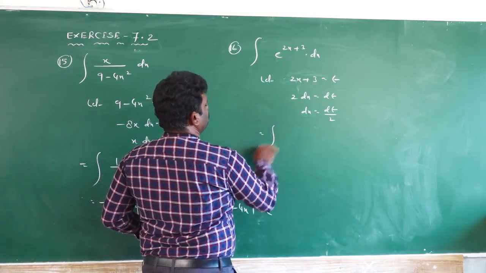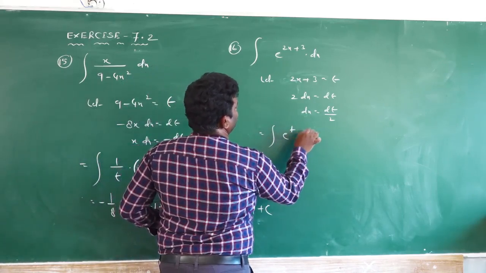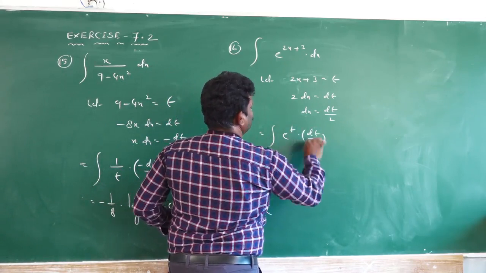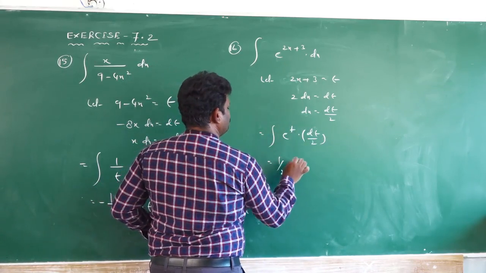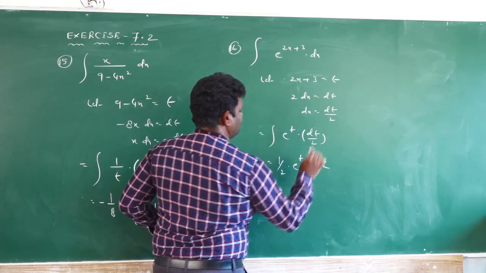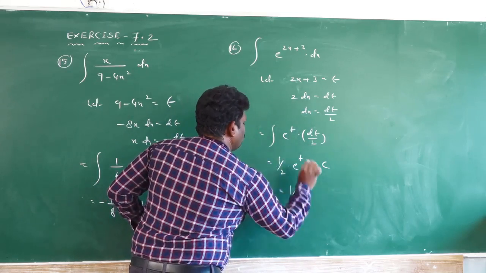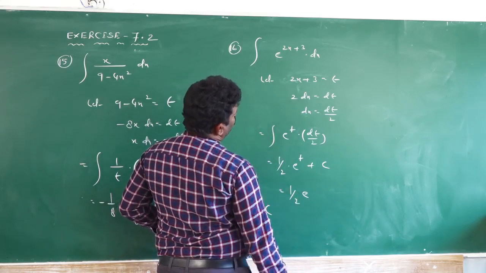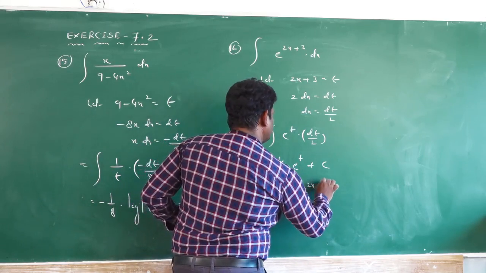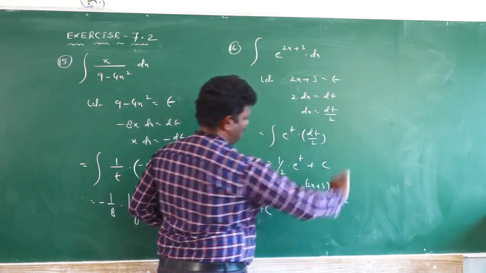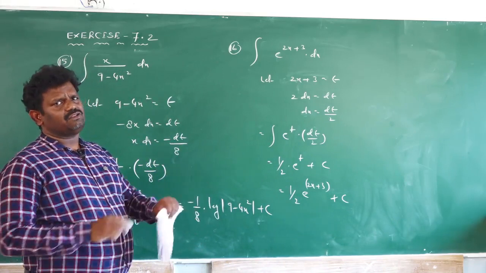Then that is equal to integral e power t into dt by 2, which is equal to 1 by 2 into e power t plus c. That is 1 by 2 into e power 2x plus 3 plus c. Okay? Otherwise, we can also apply it directly, no problem.